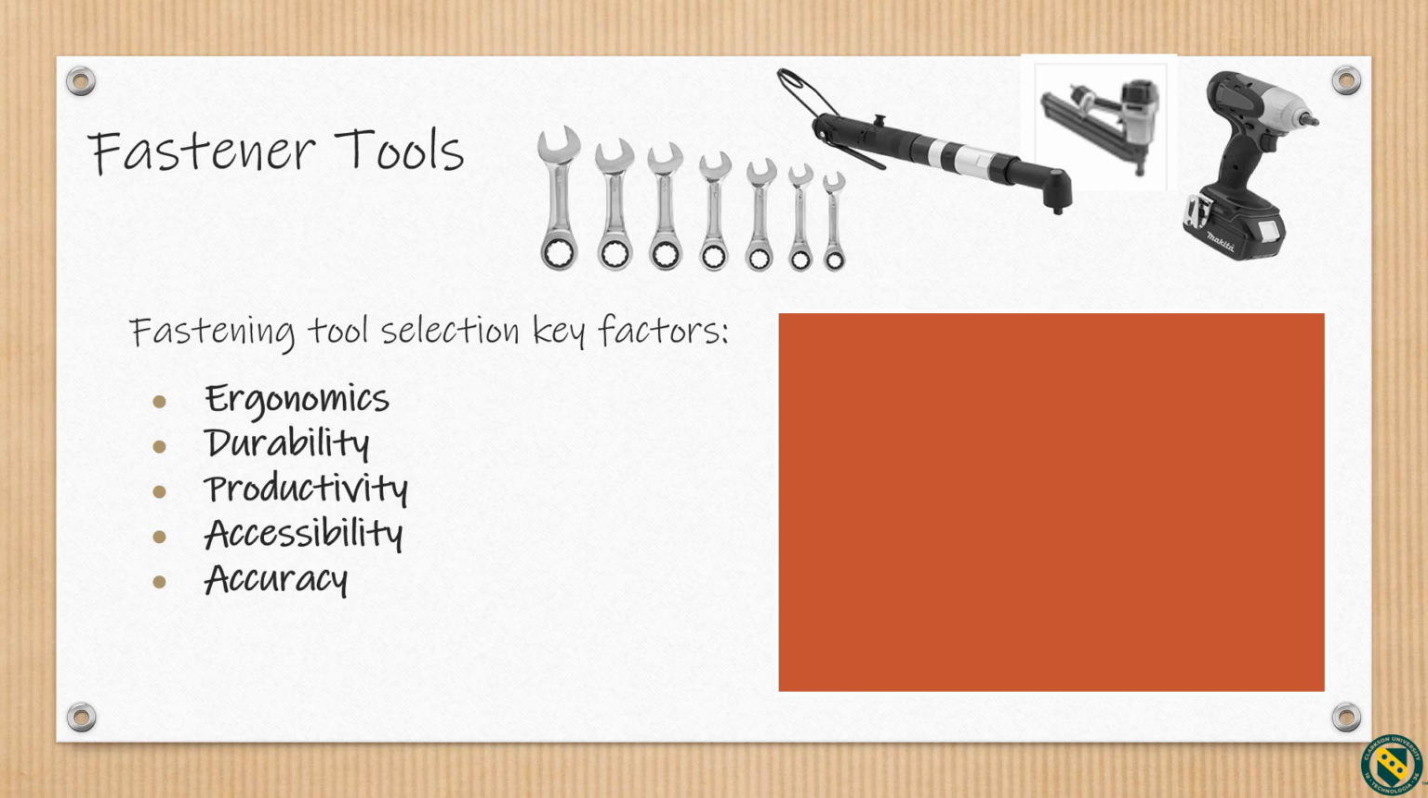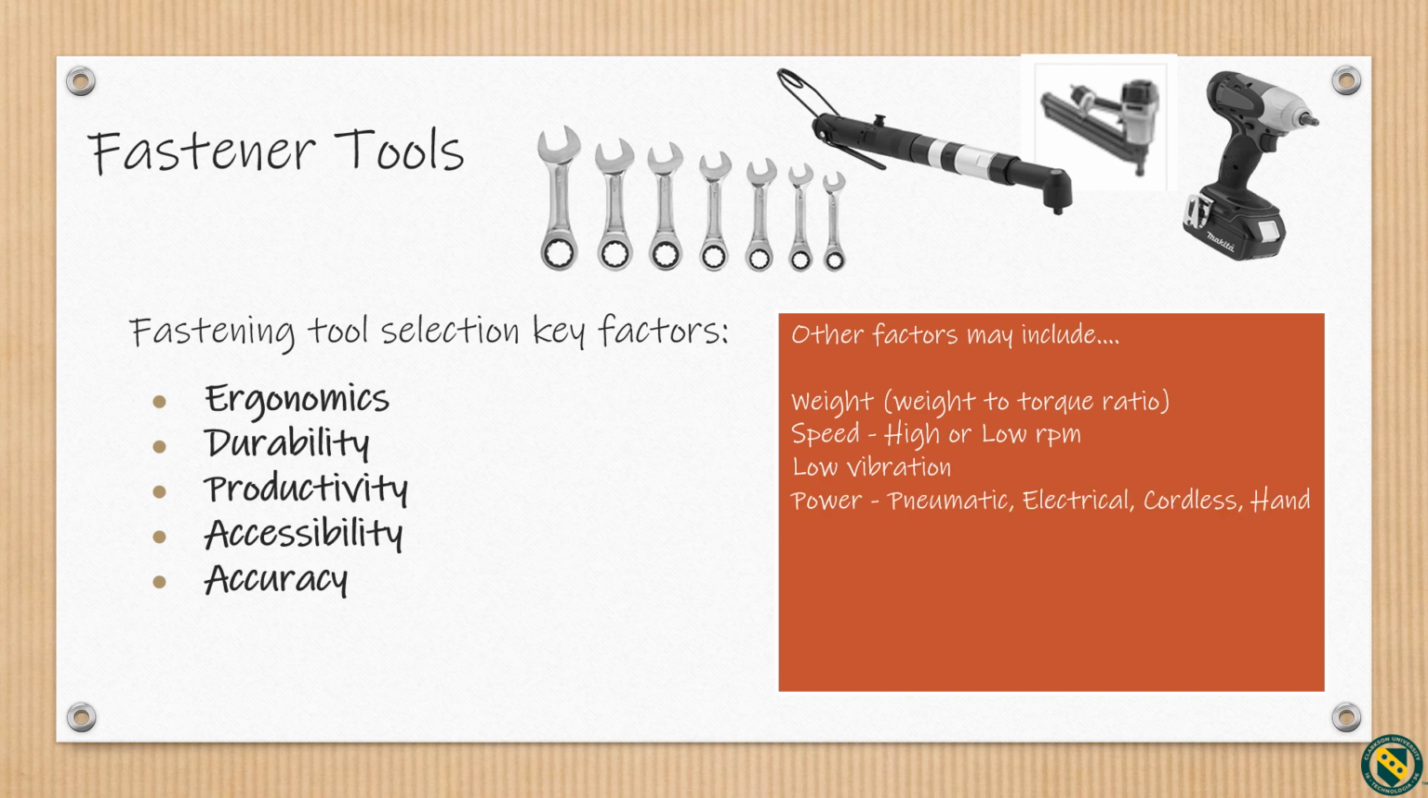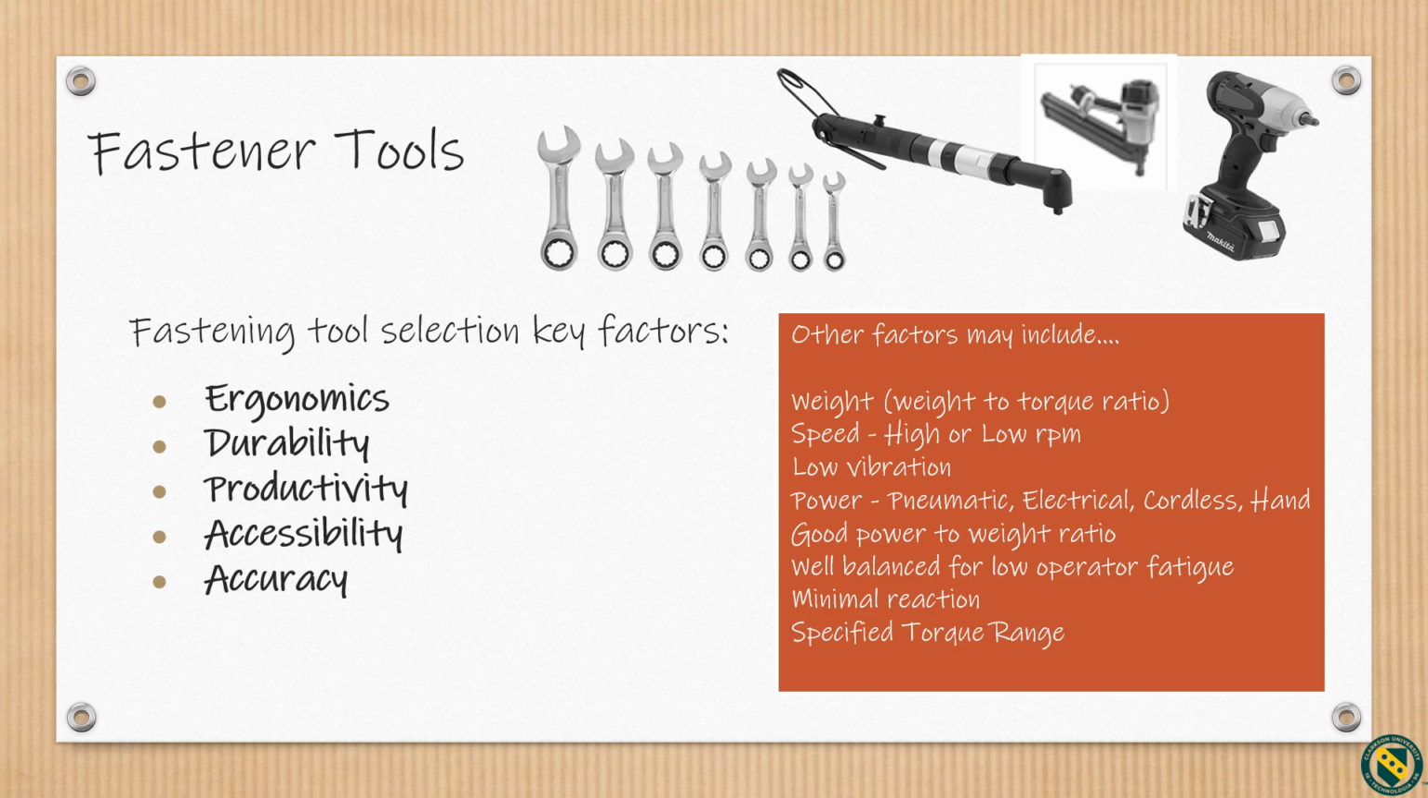Other tool selection factors may include weight, the weight to torque ratio, operating speed, whether high or low RPM, ensuring low vibration, power, whether that be pneumatic, electrical, cordless, or manual hand power, and a good power to weight ratio, well balanced for low operator fatigue, with a minimal reaction, having a specified torque range, or working within certain industrial environments.